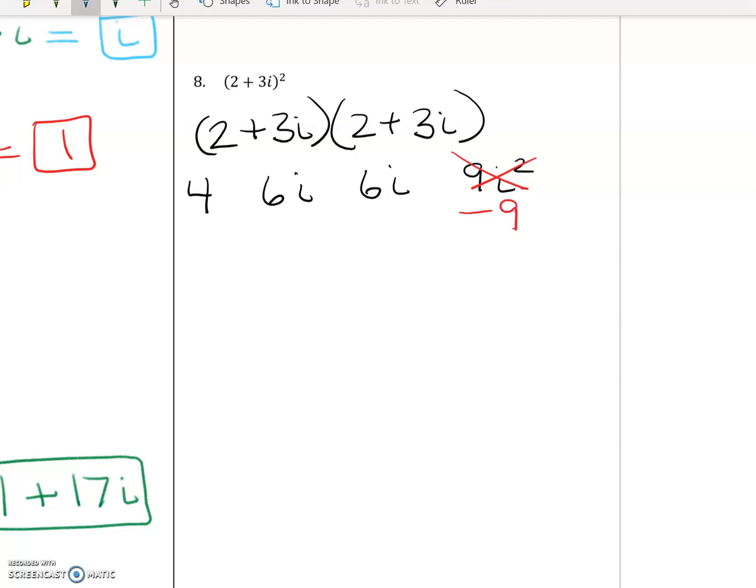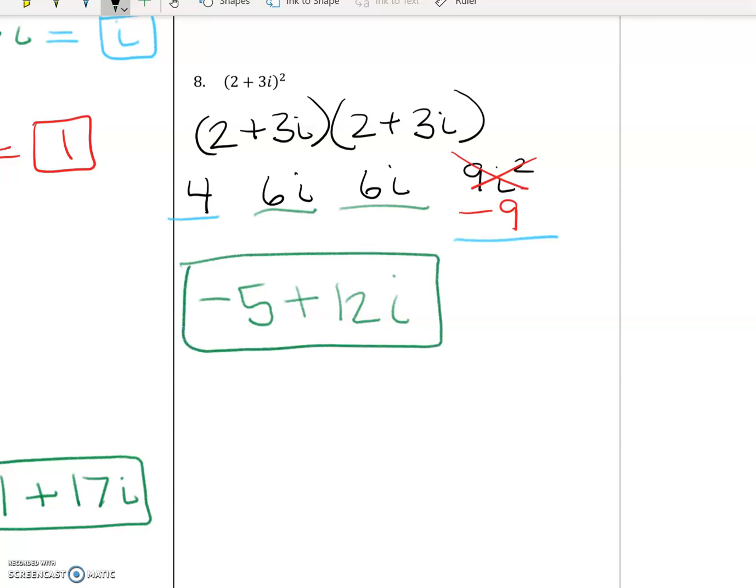Now just combine your like terms. Start with the numbers. 4 and -9 give me -5. 6i and 6i gives me 12i. There's your final answer.